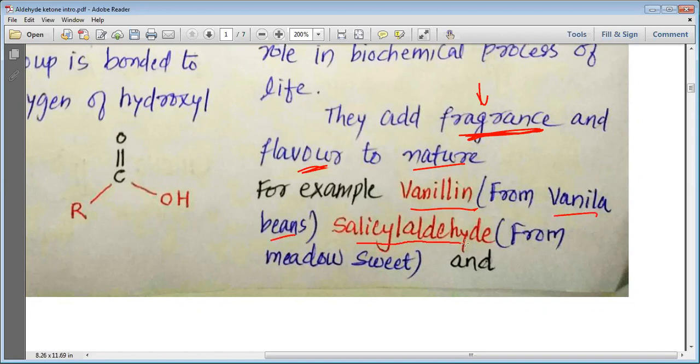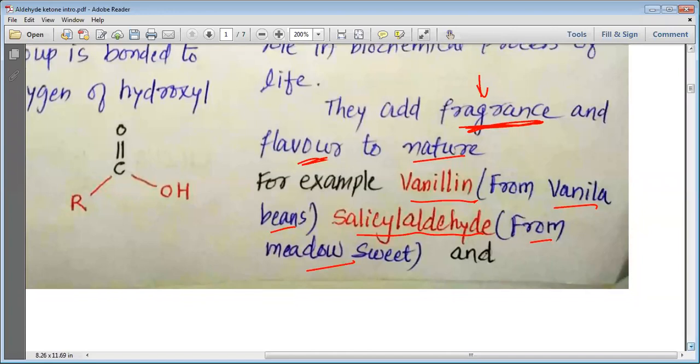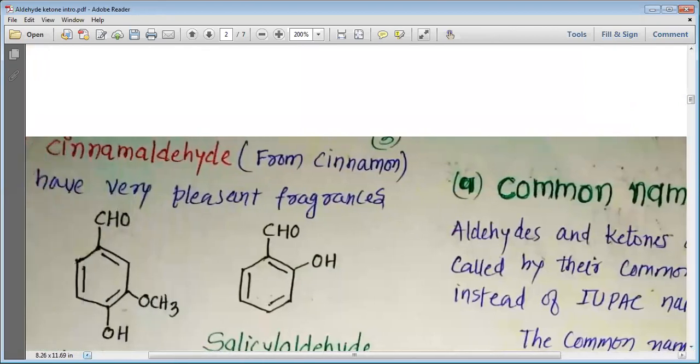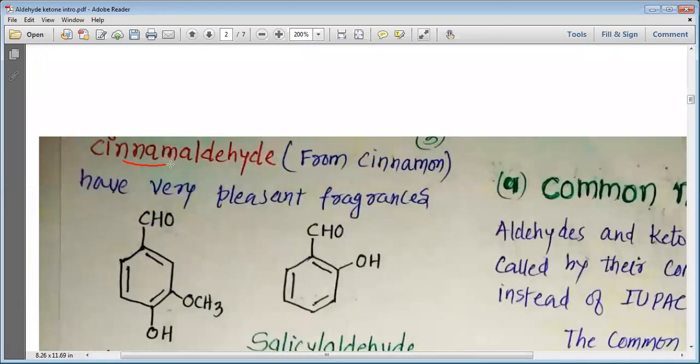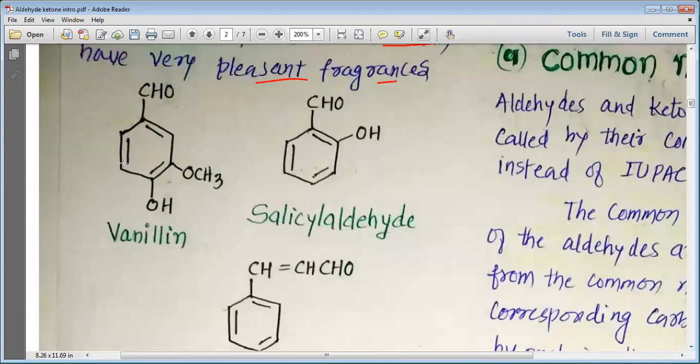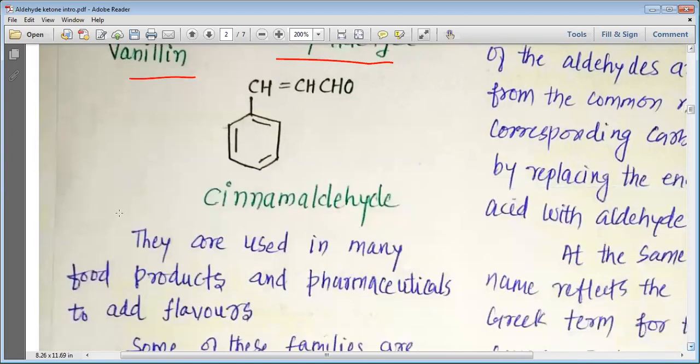You might have heard about salicyl aldehyde that comes from meadow sweet. We have more well-known sweetening or flavoring agents, like cinnamaldehyde that comes from cinnamon. These are compounds with pleasant fragrances. You can see their structures, my dear students. This is vanillin on your screen, which has the aldehyde group. In the same way, salicyl aldehyde has the aldehyde group. You can even look at the structure of cinnamaldehyde, where it also has the aldehyde group.